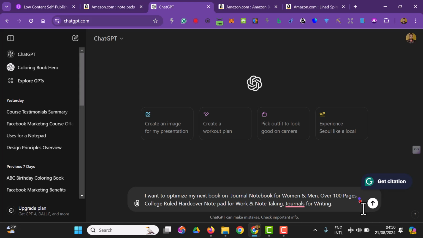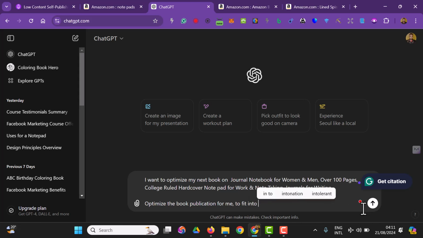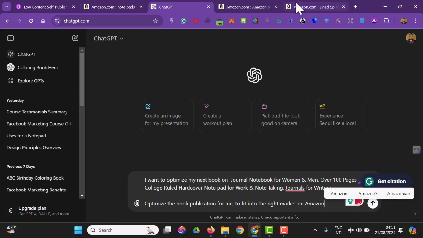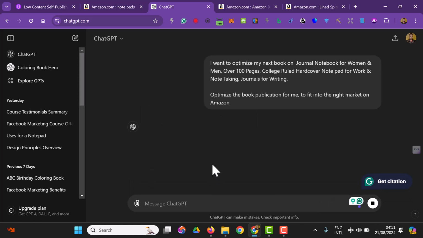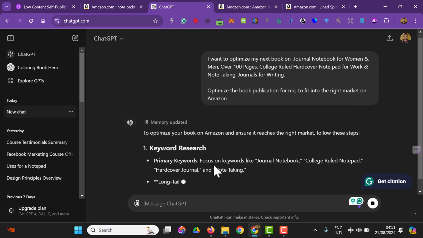Then I'll say optimize the book publication for me to fit into the right market on Amazon, and we are going to proceed that way on Amazon. So I'm going to just prompt that. We can always improve the prompt. To prompt is very easy like that, and here is the keyword research.